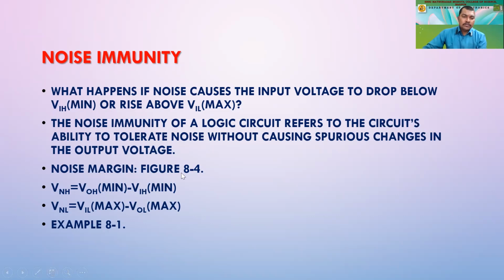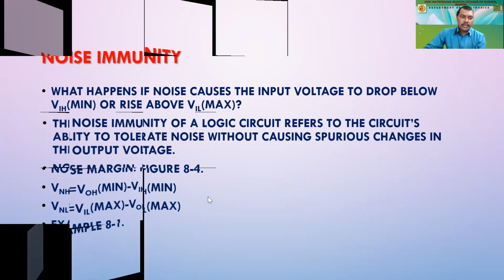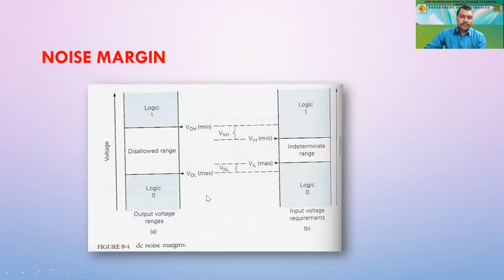Now, noise margin is shown in that figure. You see over here, we have the voltage and current parameters which we have studied now. This is logic 1 and this is logic 0. And this is the intermediate range where we say that it is a garbage value. On this axis, we are taking voltage.